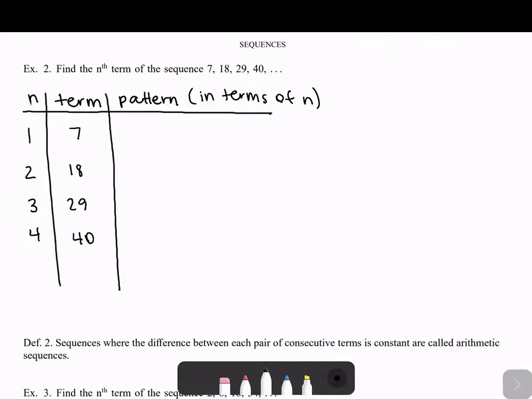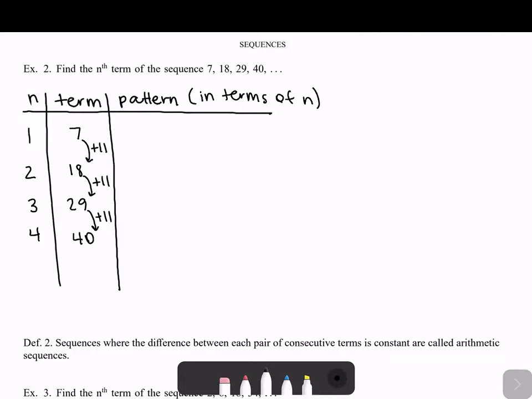So let's think back to some of the patterns that we recognized in section 1. In section 1, one pattern that we dealt with was Pascal's triangle, where we added different things. So let's see what happens if we look at adding different things to these terms. Well, we can see that going from 7 to 18, we add 11. To get from 18 to 29, we also add 11. And to get from 29 to 40, we also add 11. So we add the same thing to our term every time to get the next term.